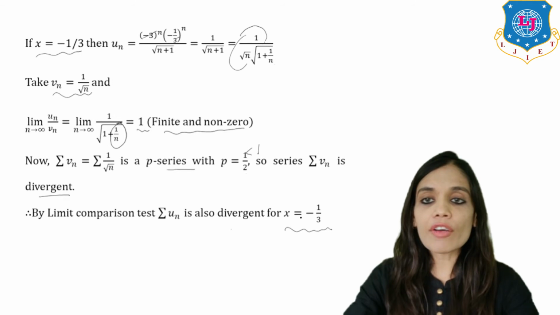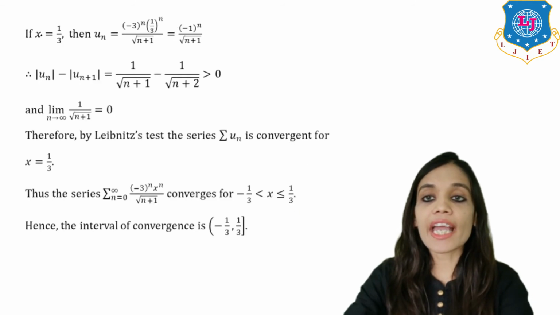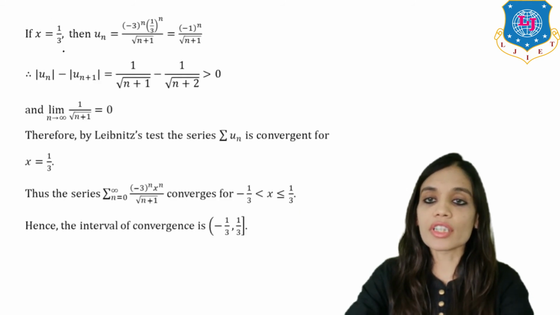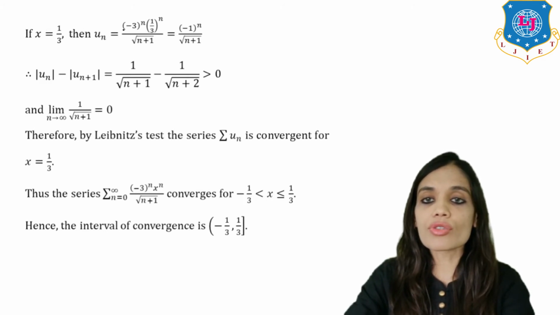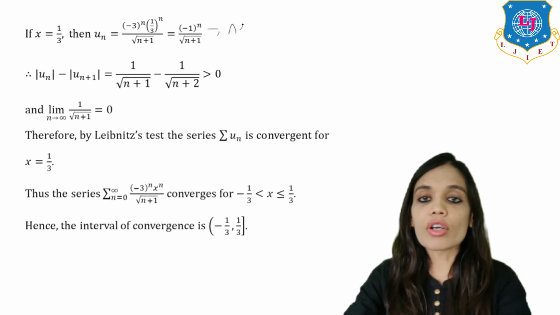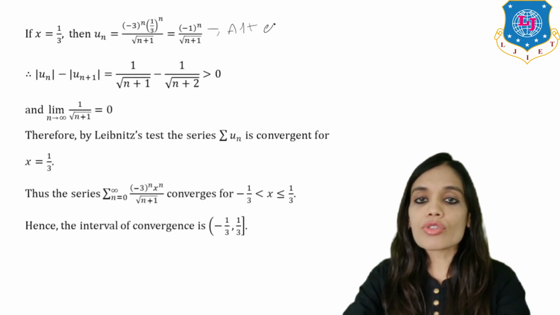Okay? Now let us check the convergence at x equal to 1 upon 3. So put the value of x as 1 upon 3 in our un. So you will get un equal to 3 raised to n into 1 upon 3 raised to n upon square root n plus 1. So this can be simplified as minus 1 raised to n upon square root n plus 1, which is an alternating series, right? So which test we have to apply?